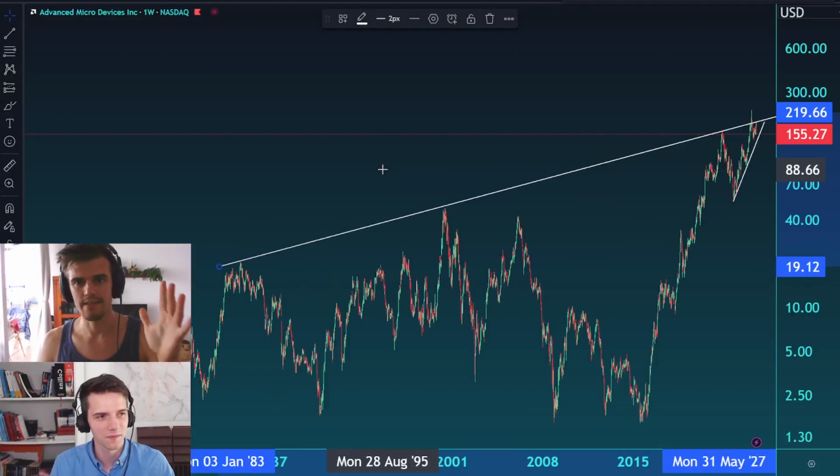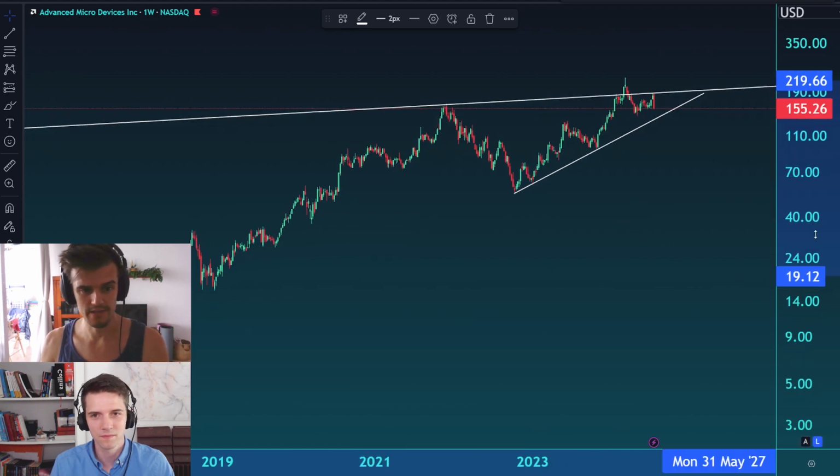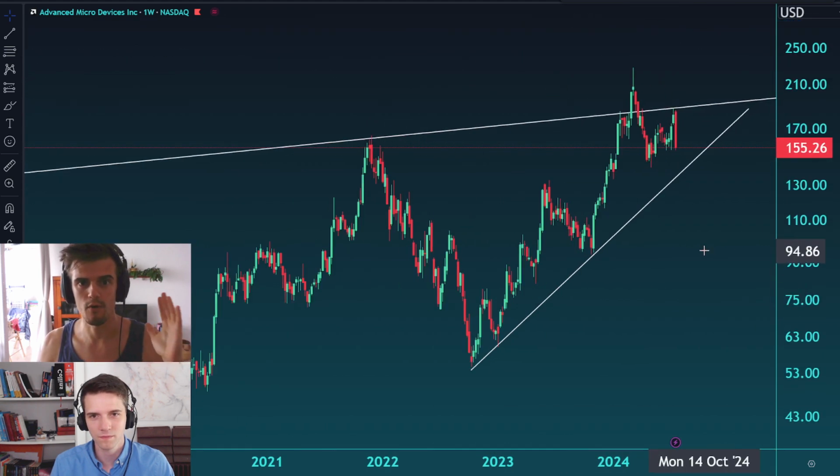What an interesting chart that we have right there. From the weekly perspective, we see the long term of this stock. This is beautiful to see, to have all this data.